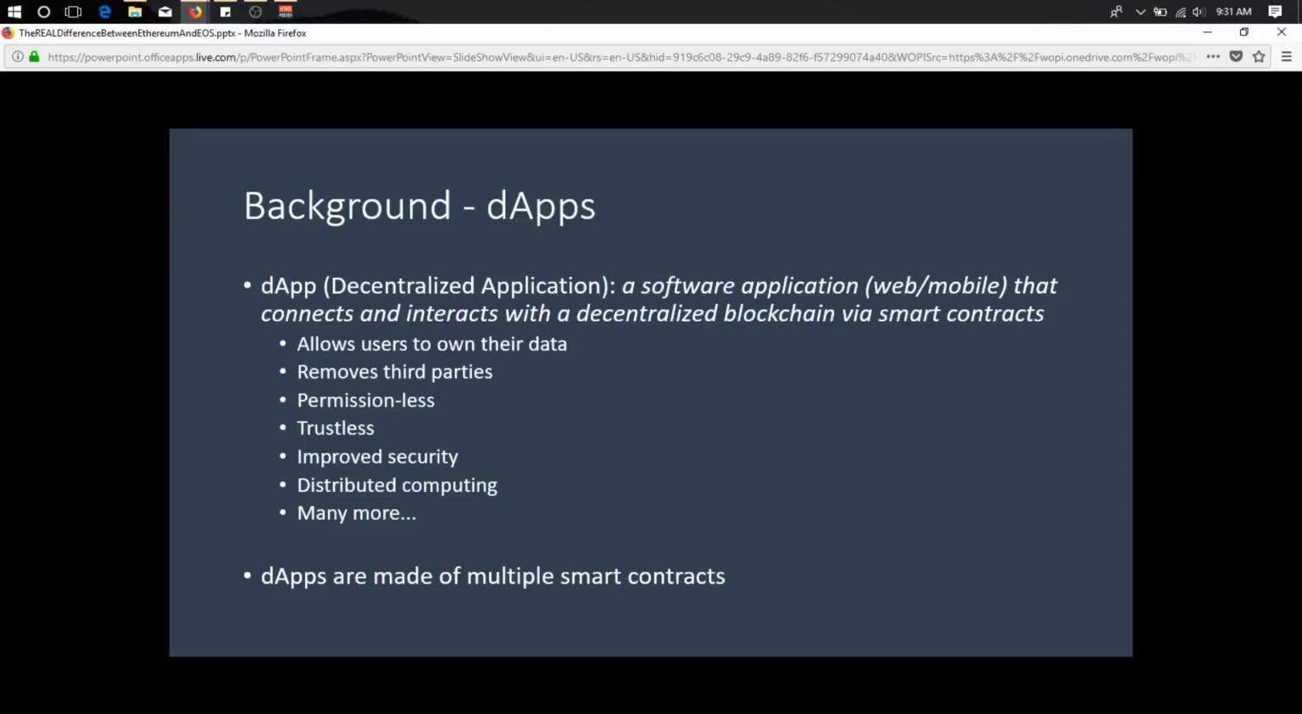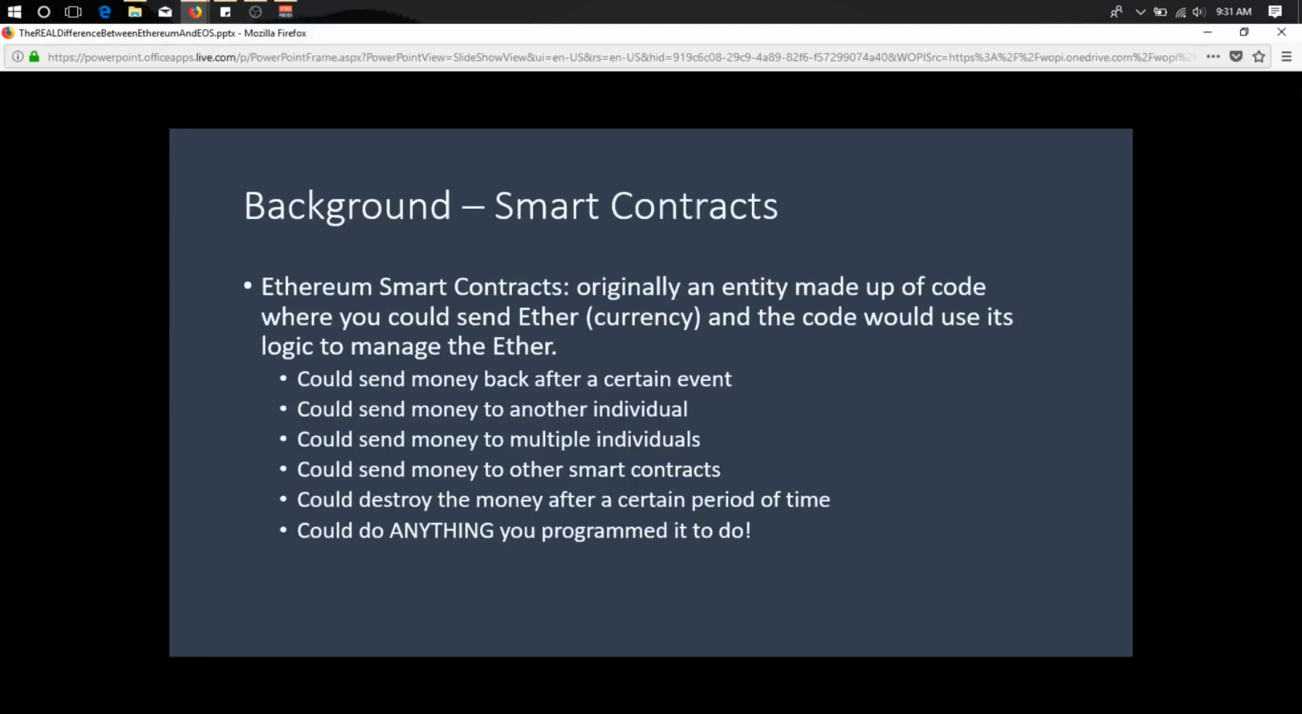So how are dApps made? Well, they're made up of smart contracts. So why smart contracts? Instead of creating an individual type of transaction for every separate thing you want to use a blockchain for, you can write code to express whatever type of transaction you want. Ethereum did not invent smart contracts, but they were probably the first to bring them mainstream.